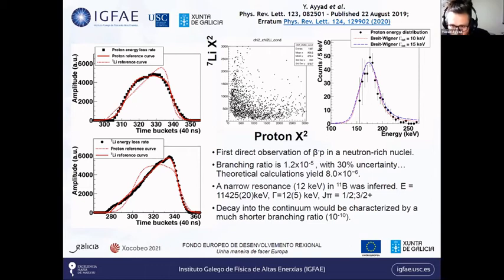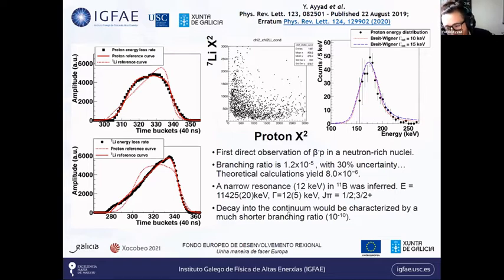But in any case, what we observe, and it's really relevant for us, is that this decay happens through a narrow resonance of the order of 12 keV. I think that this number is wrong, but it should be of the order of 15 keV or something like that, in boron-11. So it's less exotic than one would expect, but it's still something with a very low branching ratio.